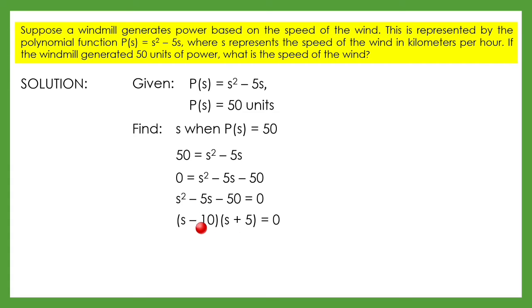Check natin. Negative 10 times 5 is negative 50. Negative 10 plus 5 is negative 5. And then, the next step is to equate the 0. Equate natin yung factors sa 0. So, by zero product property. Okay, so we have S minus 10 equals 0 and S plus 5 equals 0.